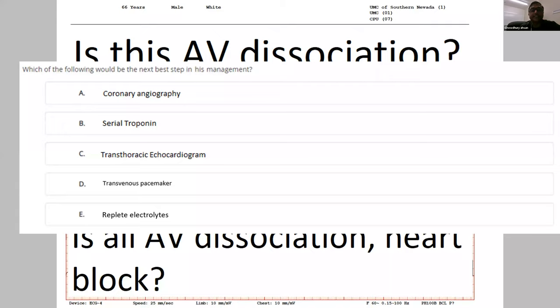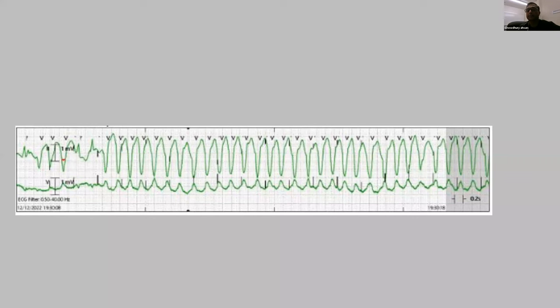Okay, magnesium level was done later, but magnesium was given. And so level is not going to matter much, because magnesium was given. I think they gave 2 grams of magnesium.